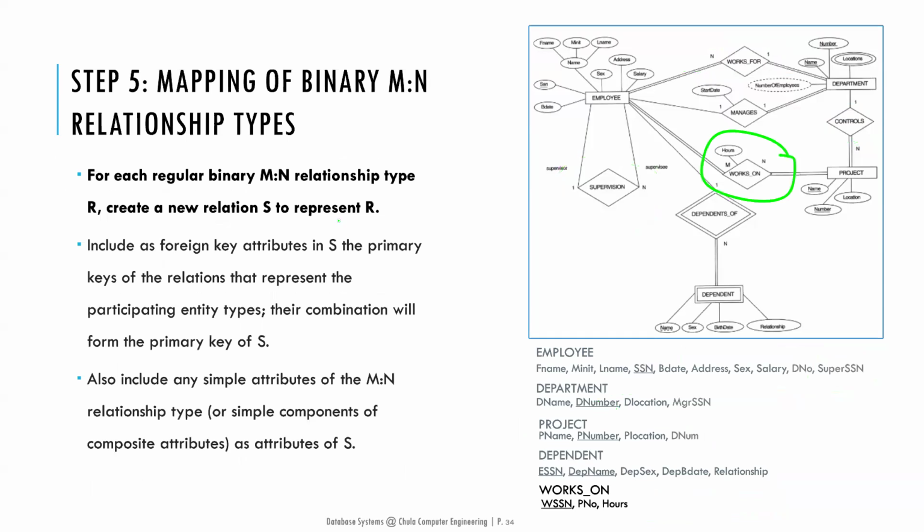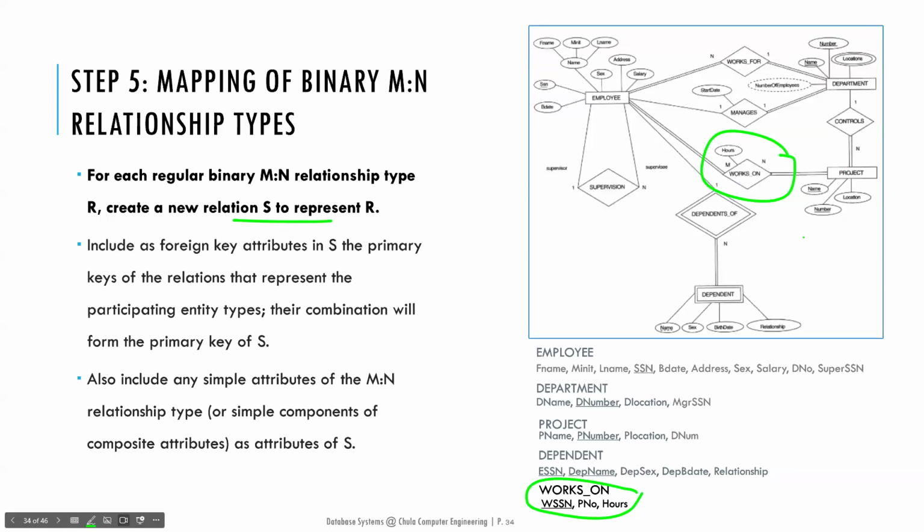Okay, here for works on, you can see that if it's many to many, what we do is that it says create a new relation, right? Create a new relation. That's why I have it here. And then within this relation, we include as foreign key attributes the primary keys of the relations that represent the participating entity types, and their combination. So for works on here, you have employee and you have project.